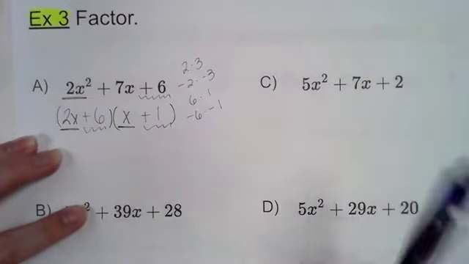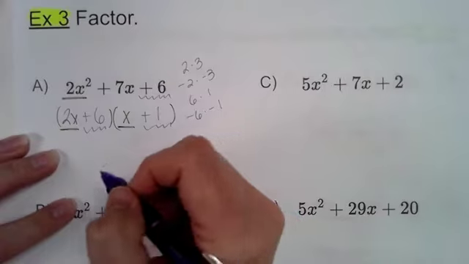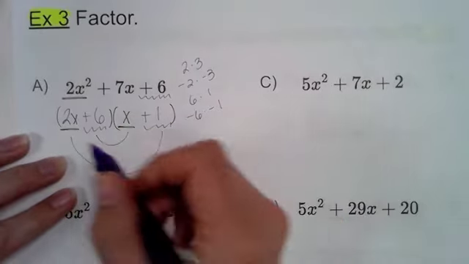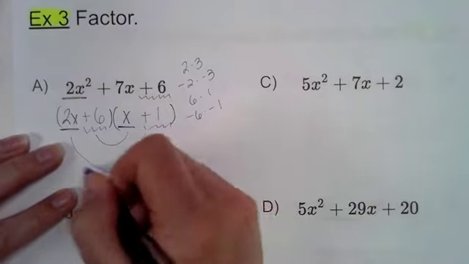Let's check. How do we check? Rainbow. Check the rainbow. Let's see what happens when we check our outer product here. What do we get?